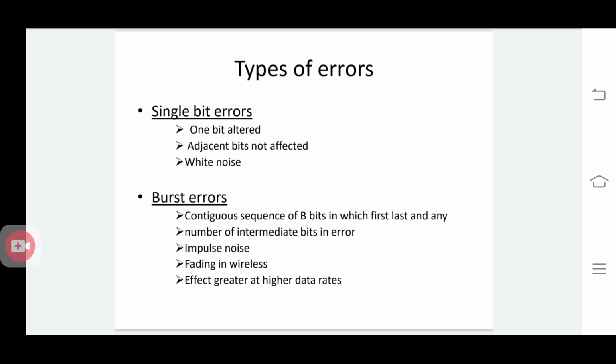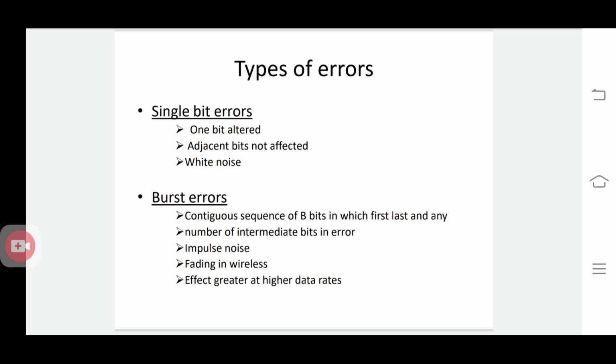One bit is altered between the transmitter and the receiver. We have a sender or a transmitter and we have a receiver. In between the transmitter and the receiver, if there is a communication of any data, and any one bit is altered within the data, then it is known as a single bit error. Here the adjacent bits are not affected. The main example of a single bit error is white noise.